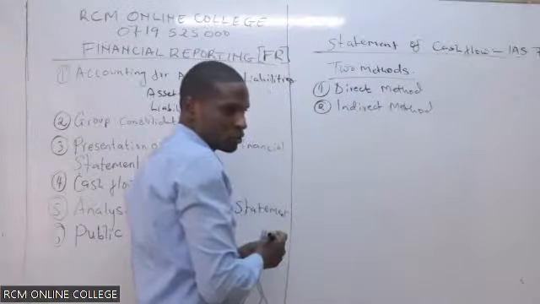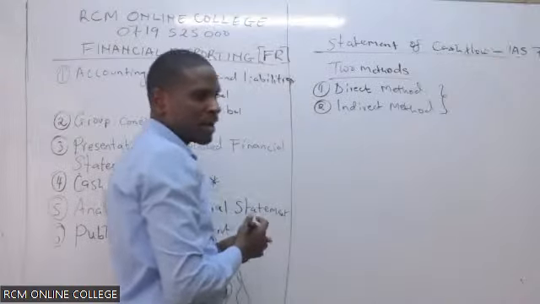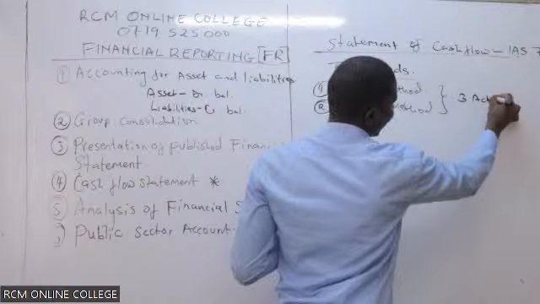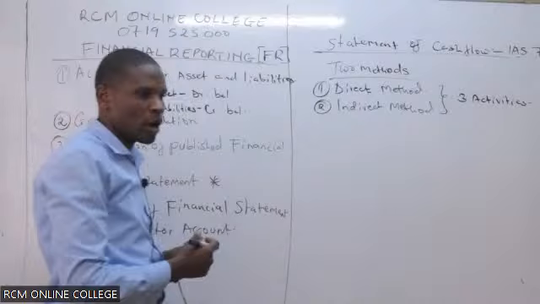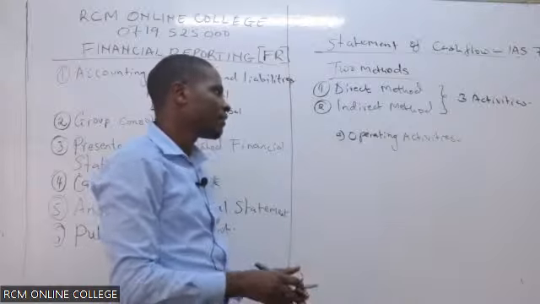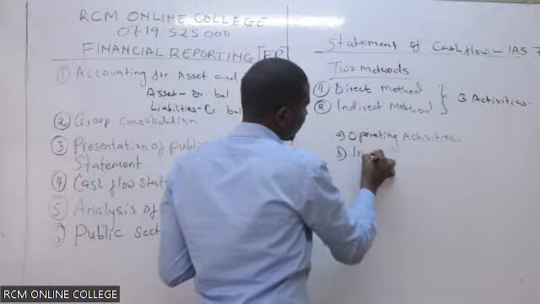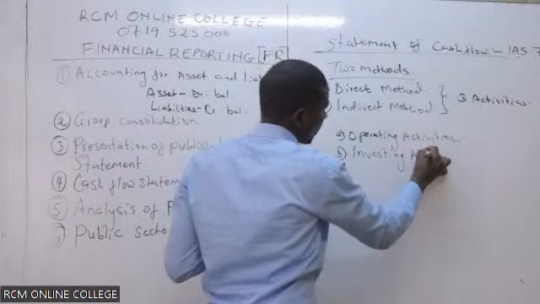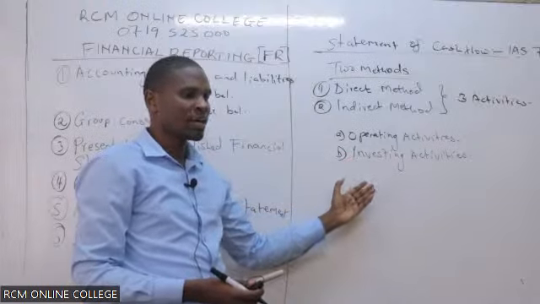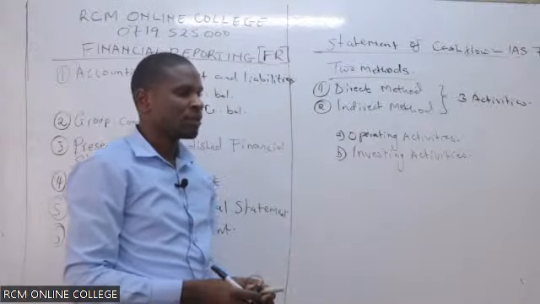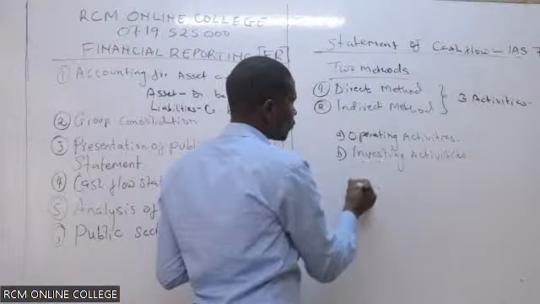Between the two methods, you find that we have three activities that do happen in the company. Those activities are, A, operating activities. An example of operating activity are those activities that lead to generation of revenue. Then we have investing activities. For the investing activity, we shall see activity like sale of an asset, purchase of an asset. You are trying to do some investment in order to increase your revenue.